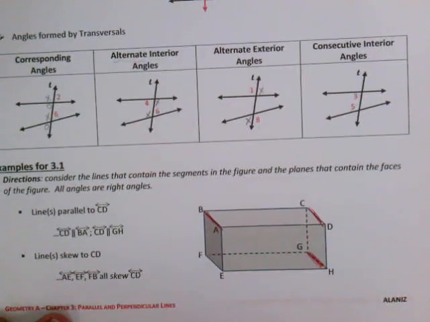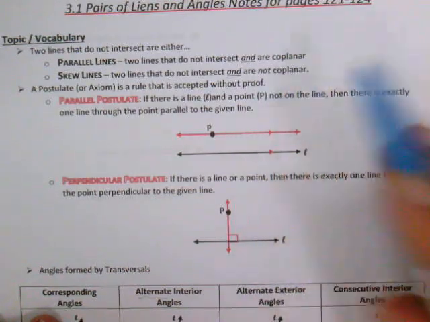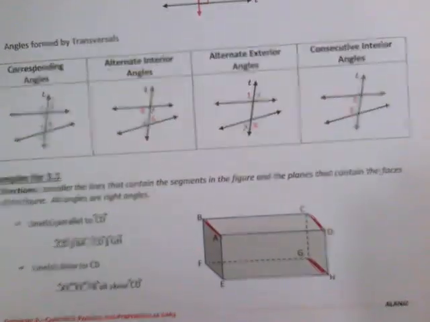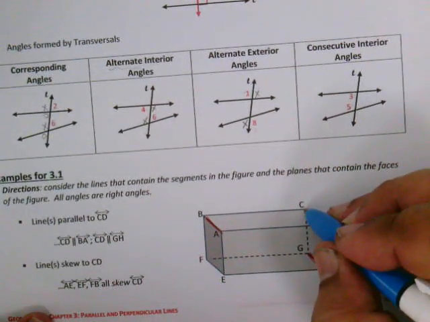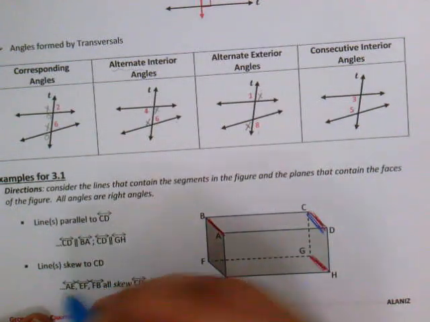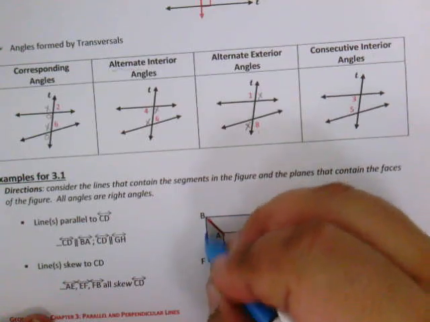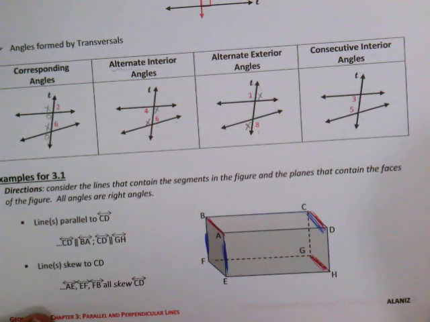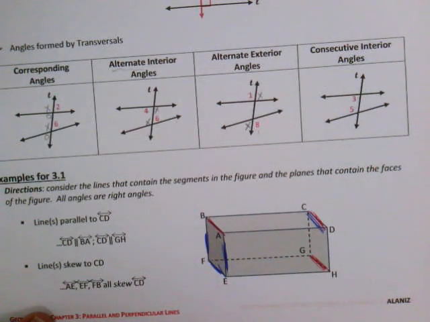Now, the next thing you need to figure out here is skew lines. Skew lines are two lines that do not intersect and are not coplanar. For example, skew lines might be, here's our CD. Skew lines might include AE, this one. It's not even on the same plane and they don't touch. Neither does FB. Neither does EF. None of those touch either.